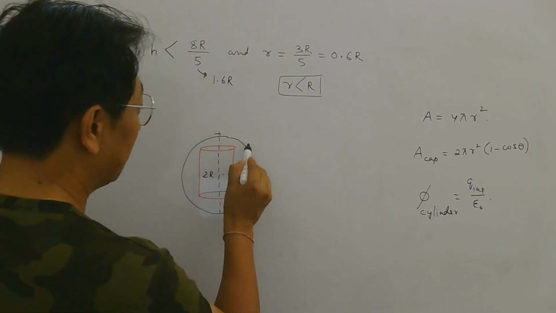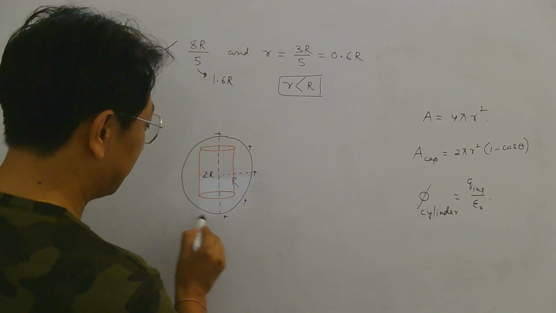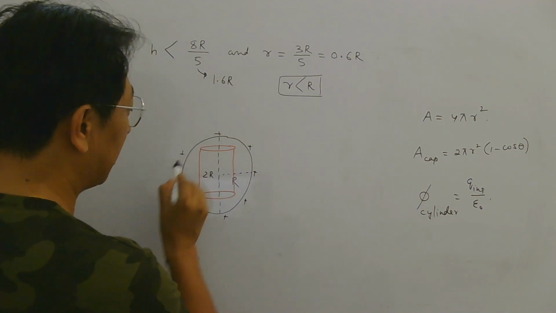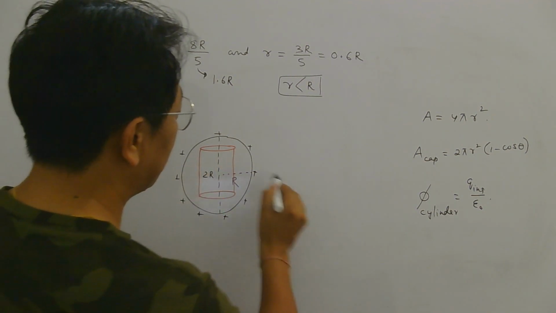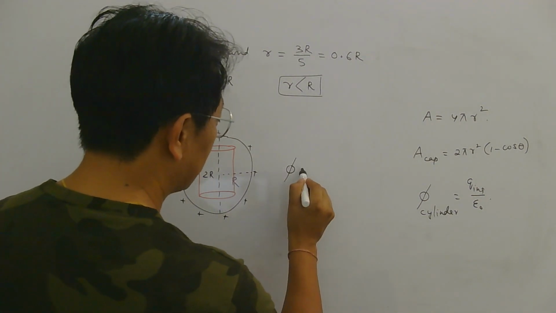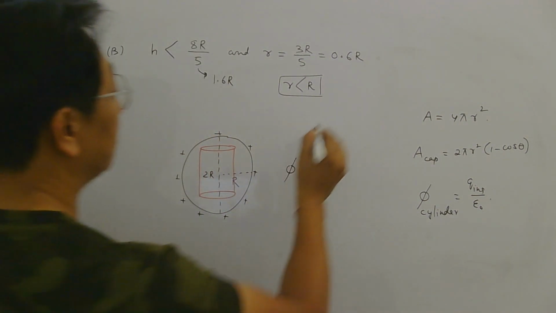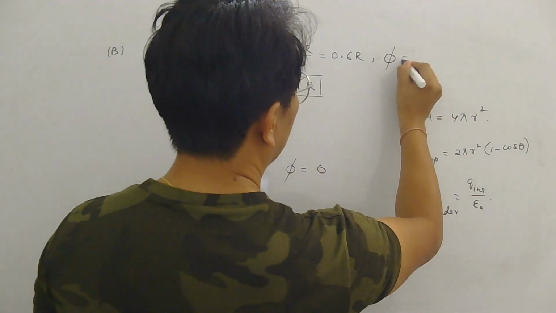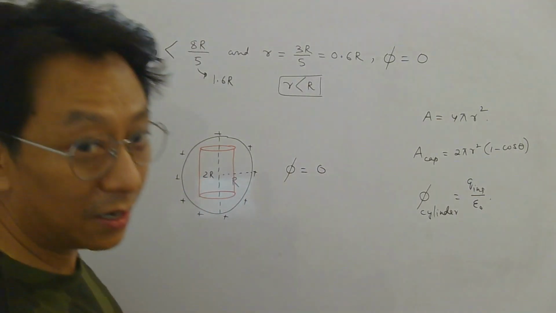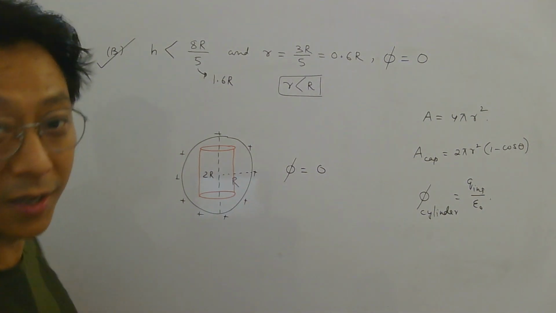So therefore in this case the charge is completely outside the cylinder, isn't it? Because the charge is on the shell. So since no charge is inside the cylinder, the flux through the cylinder will be 0, and that is what option B told. Option B told flux is 0 through the cylinder. So option B is also correct.